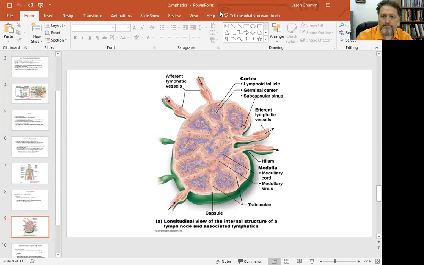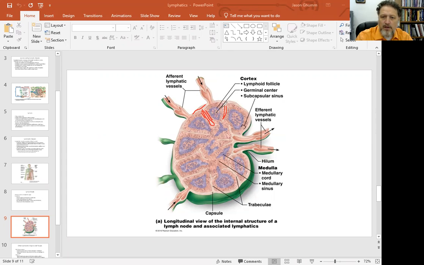So on here, that stroma is actually this outer portion, which includes the trabeculae right here, these indentations. You see them? And then right along the edge of those trabeculae. Okay. Now the cortex itself, let me change some color so we can see a little better.